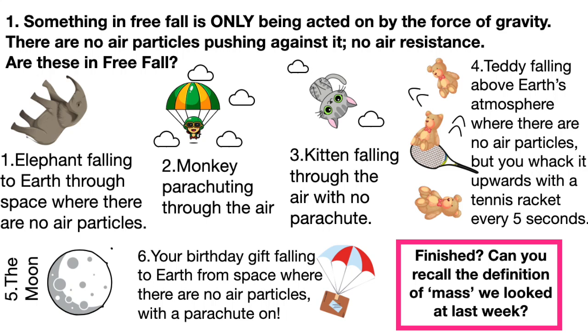An elephant falling to Earth from space where there are no air particles. Is that elephant in free fall? A monkey parachuting through the air. A kitten falling through the air with no parachute. A teddy falling above Earth's atmosphere where there are no air particles, but you whack it upwards with a tennis racket every 5 seconds. The moon. Your birthday gift falling to Earth from space where there are no air particles, but it has got a parachute on.